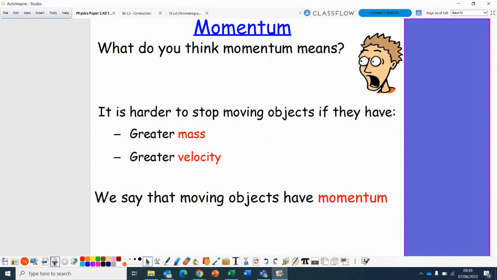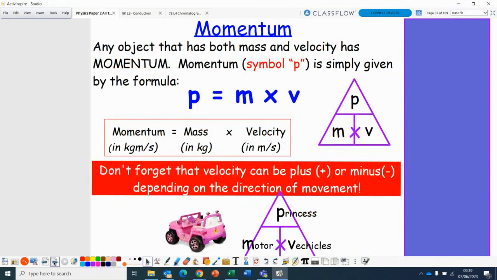Momentum, so this is higher tier only. If an object has momentum, it will have more mass and more velocity. An object has to move to have momentum. When you multiply your mass and velocity together, you get the momentum, which used to be called impulse, hence the symbol p. Remember, velocity can be plus or minus depending on direction.